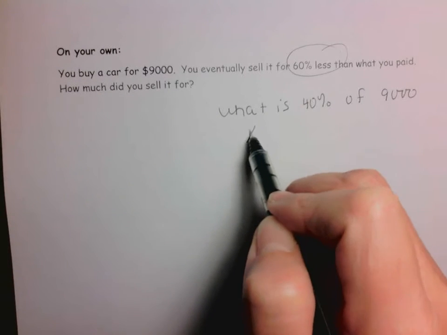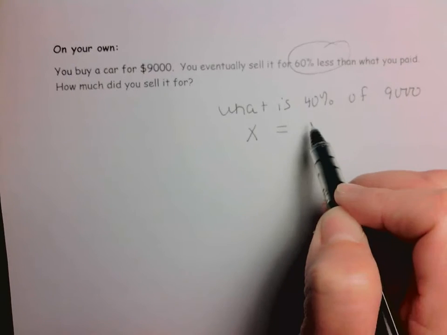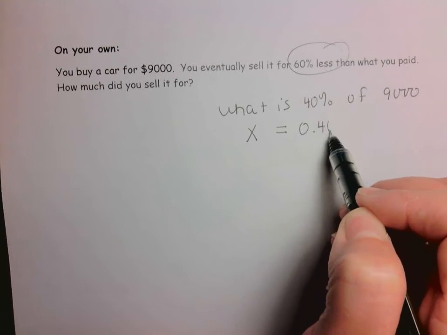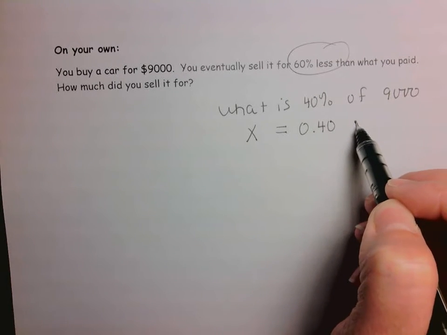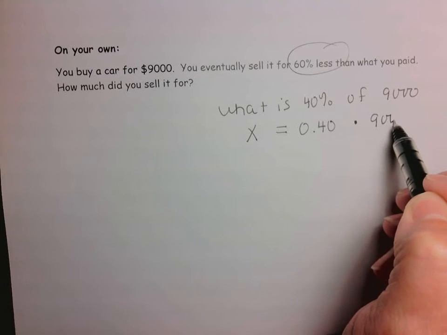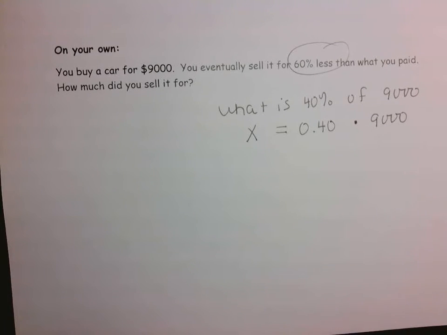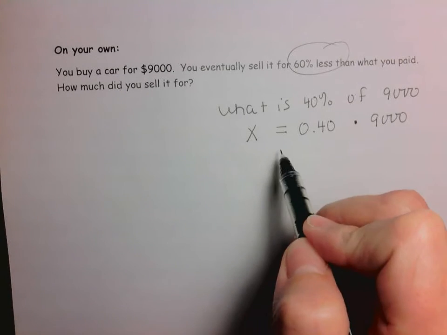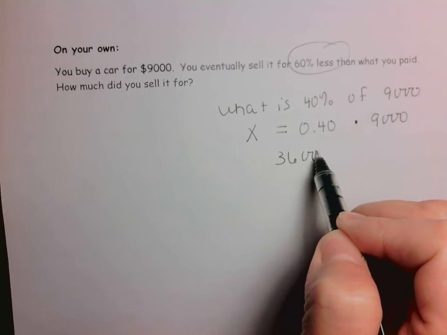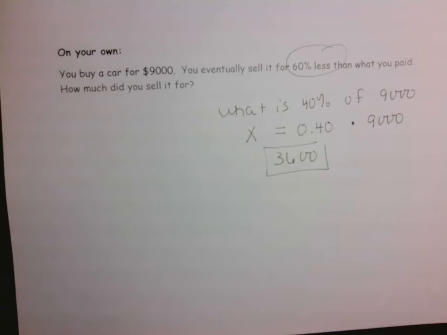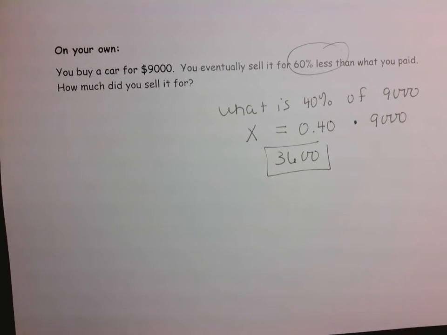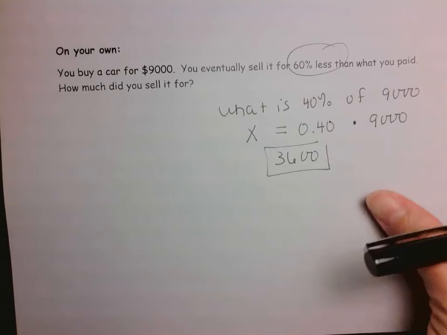What is 40% of $9,000? $3,600. You sold it for $3,600. Okay, last example.